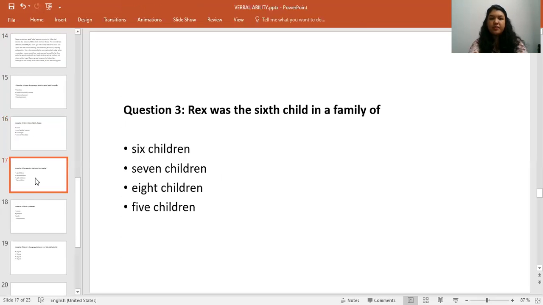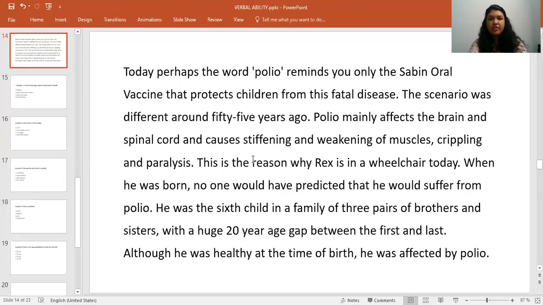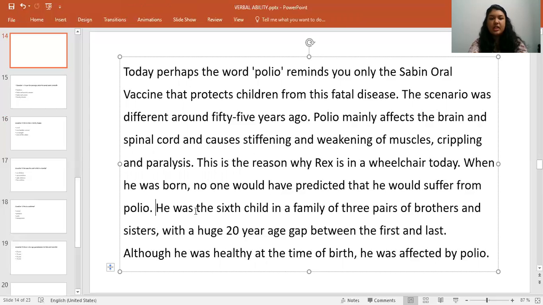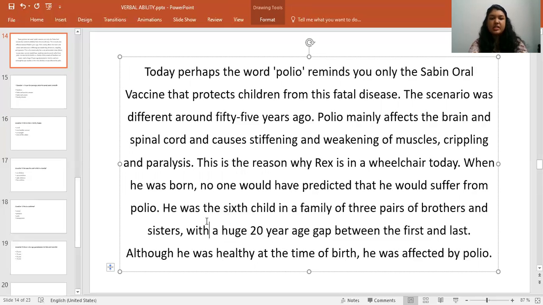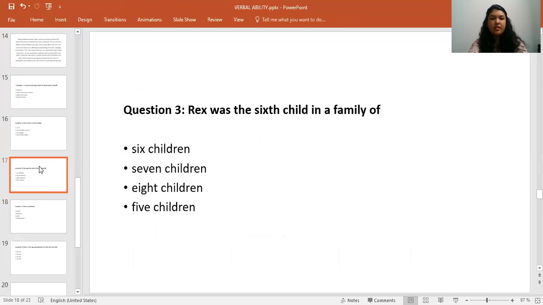Going to the third question. Rex was the sixth child in a family of... So here it makes it easy for us to identify where we have to go for the answer. Since we have read through the questions first, it reminds us that the answer lies in the passage. So here it is. He was the sixth child in a family of three pairs of brothers and sisters. So that makes him the sixth child. So the answer is six children.